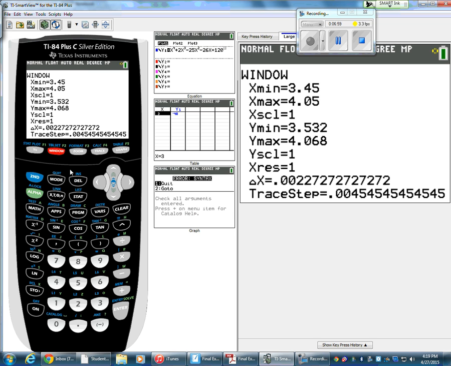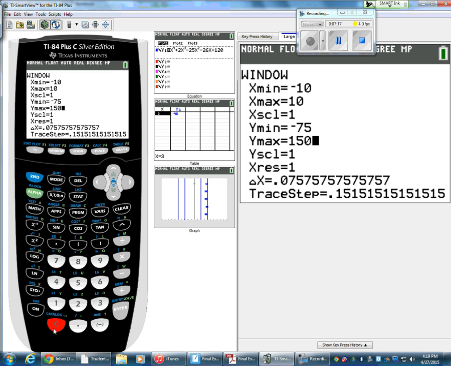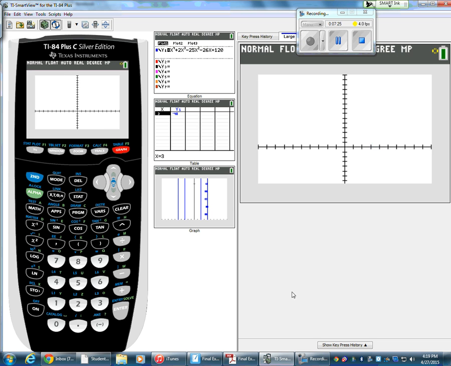They give me the window setting so that I can see it. So it tells me my x min is supposed to be negative 10 on that page right there. And my x max is supposed to be a positive 10. For the x scale, we're going to leave it at 1. Y min, negative 75. Y max is going to be 150. And Y scale, we're going to put it at 10. And Y res, we're going to put it at 1. So I'm going to take a look at this graph and see what it looks like.